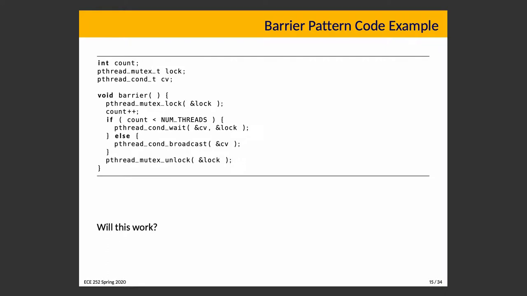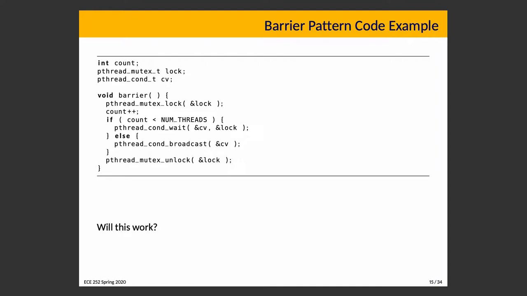Here's the barrier pattern turned into an actual C code example. So you would have to initialize count, lock, and CV correctly. For count, we would just have to initialize it to zero. And lock, just pthread_mutex_init with the pointer to lock and the default attributes with NULL. Same thing for the condition variable, pthread_cond_init, again with NULL for the attributes for the default.